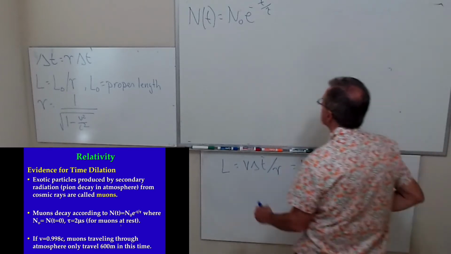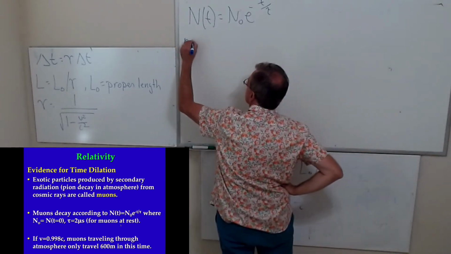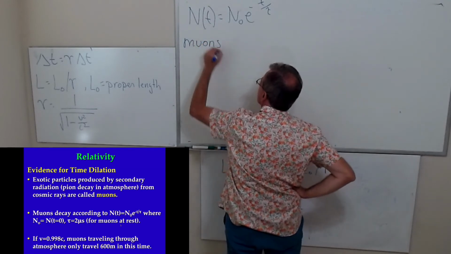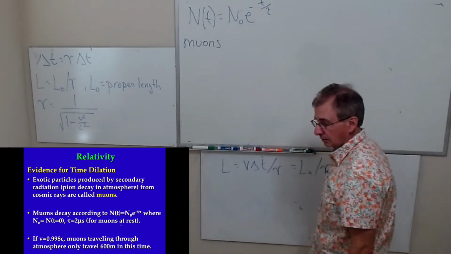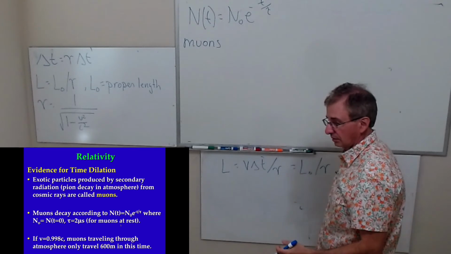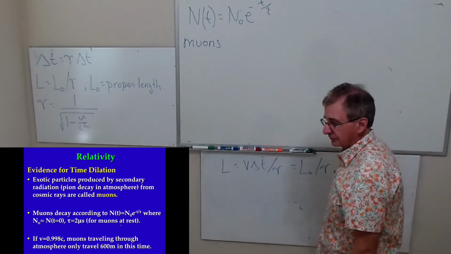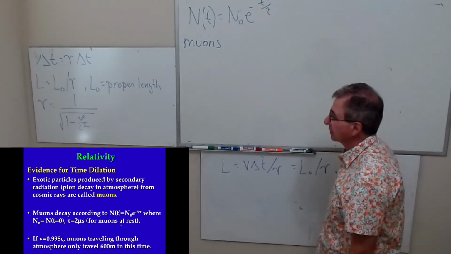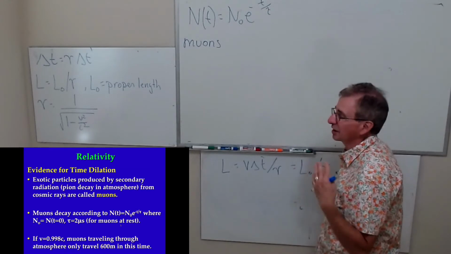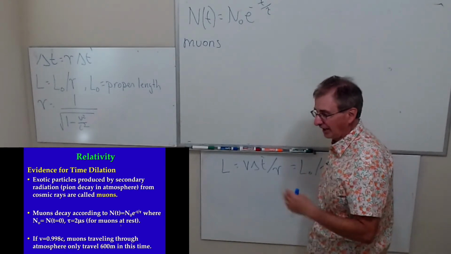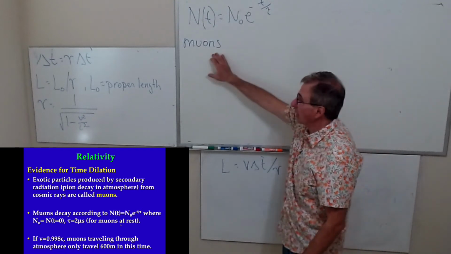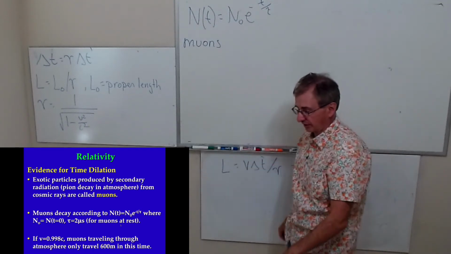And we want to look at these particles called muons that are in the upper atmosphere. They're produced from secondary radiation when another exotic particle called a pion decays. The pion decays, gives you a muon. The muon decays, it gives you other particles like electrons, etc.